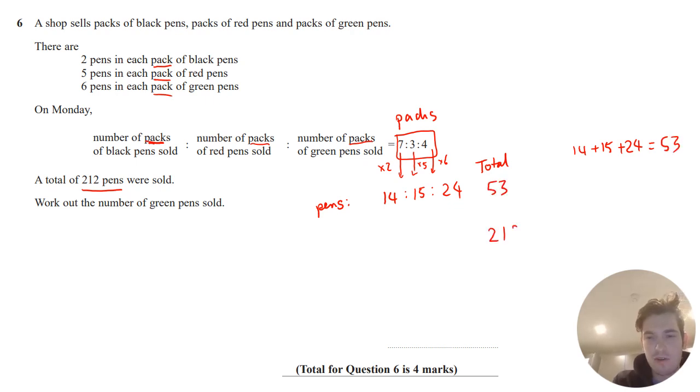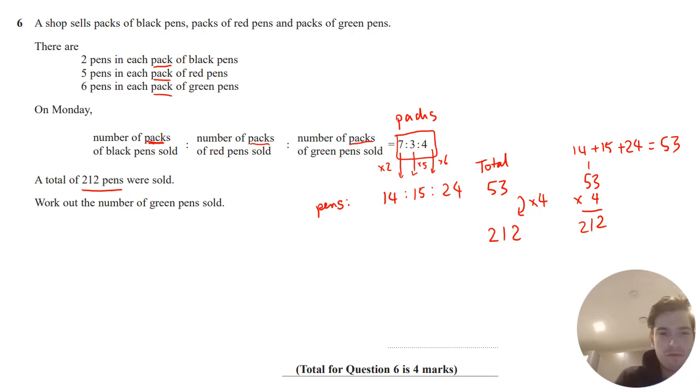And there are 212 pens in total. So what's my scale factor? Well, that's not easy, but if I test out 53 times 4, let's just see. And yeah, that is 212. So that's my scale factor, times by 4.